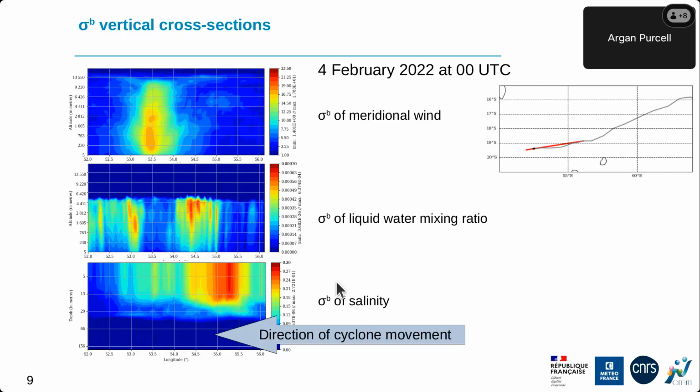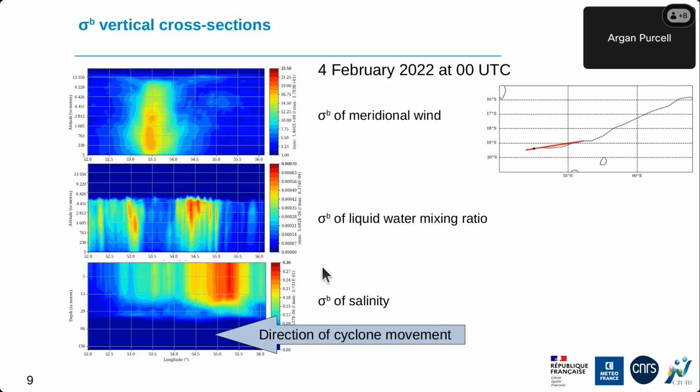And when we look at the salinity here, so always the sigma b's, we can see that we have a strong patch of error behind the cyclone, and small to no errors right under or at the front of the cyclone.